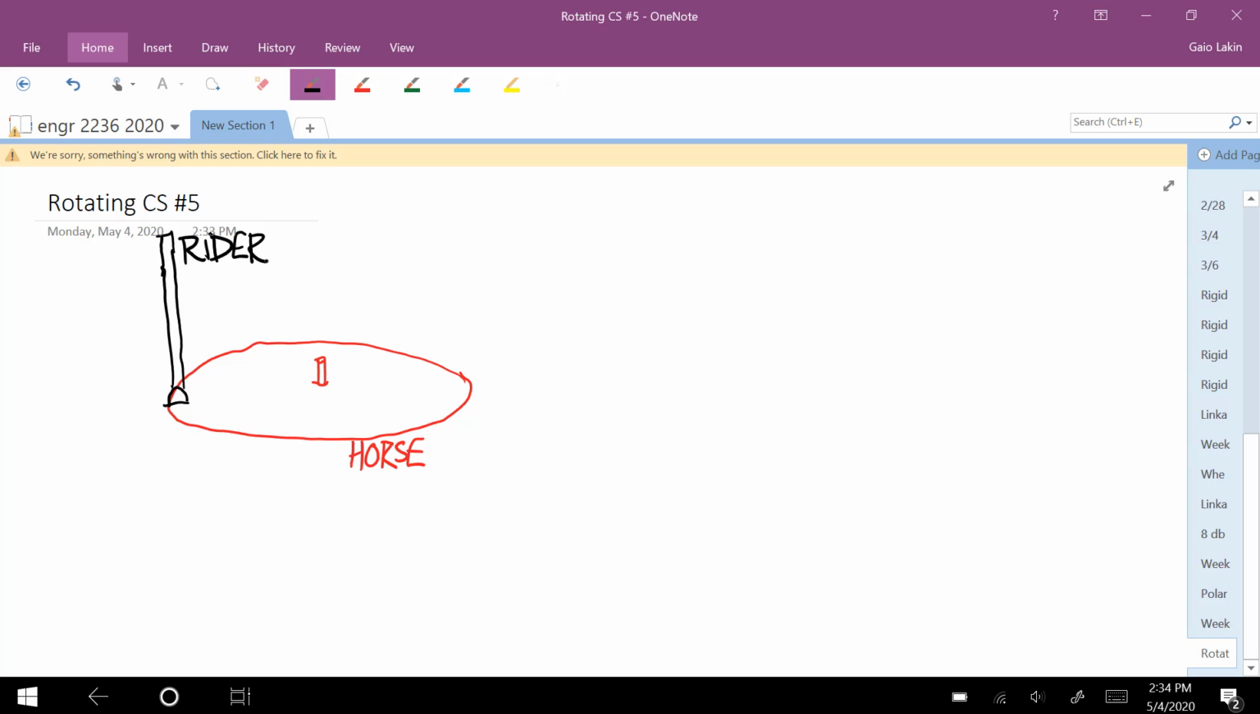And you can see that the axis of rotation of the disk doesn't change as the rider moves, but the axis of rotation of the rider does change as the horse moves. So if this disk is rotated another pi over 2 radians, then the axis of rotation of the arm is moved by 90 degrees, pi over 2 radians.